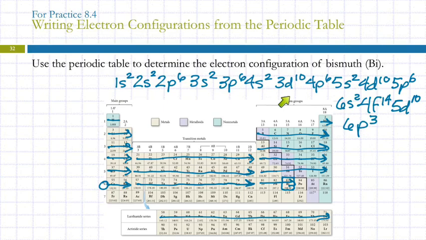And why do we need to do this over and over and over again? Well, after a while, you just remember it. You don't even have to look at the periodic table. So the valence electrons would start 6s2. Yeah, so good question.